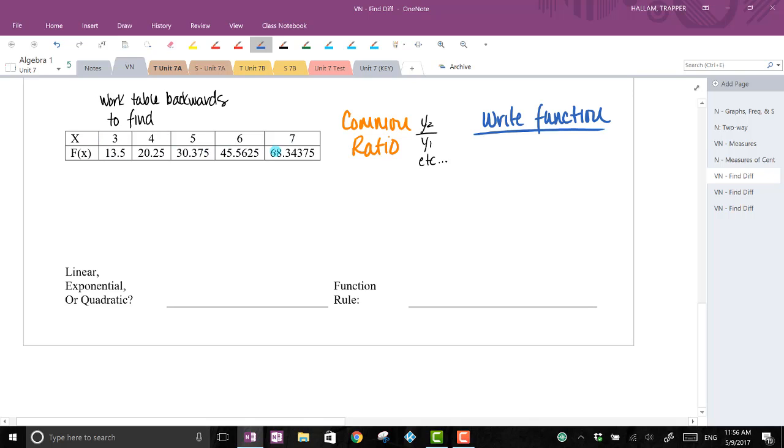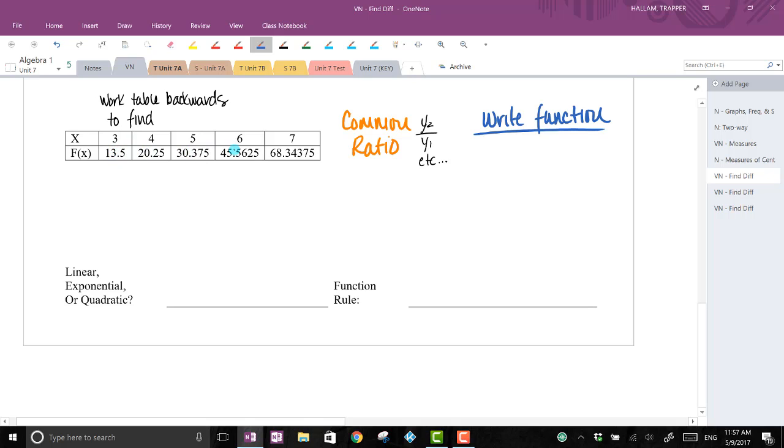Here's my x values, here are my y values. If you feel really crazy about it, turn it into a vertical table. That's fine. But in this one, we should have plotted these points first. I did skip that step on all of these. I do apologize. I did that for time.